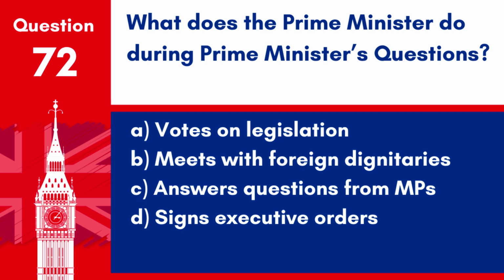Question 72. What does the Prime Minister do during Prime Minister's questions? A. Votes on legislation. B. Meets with foreign dignitaries. C. Answers questions from MPs. D. Signs executive orders.